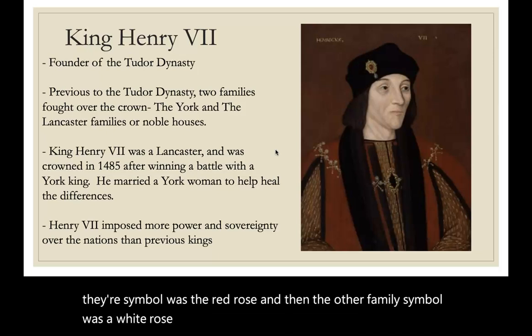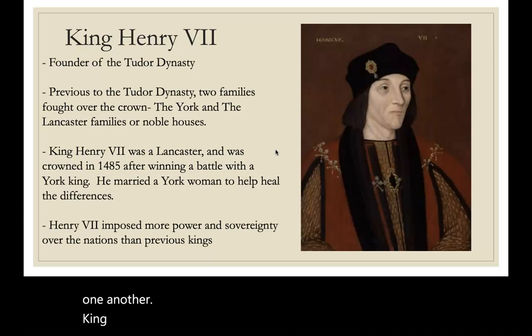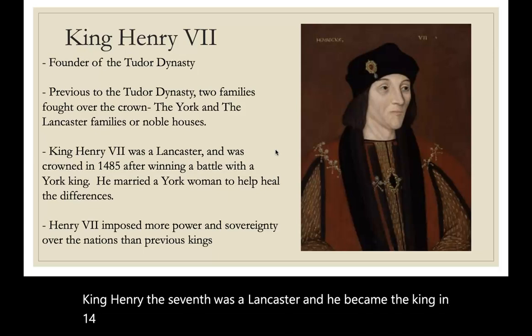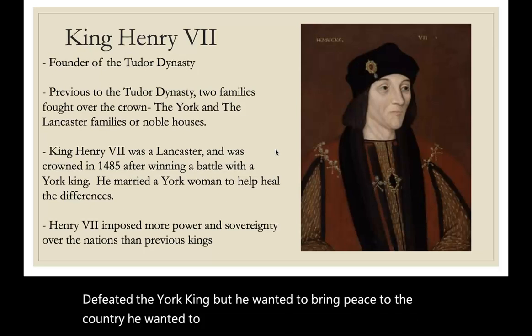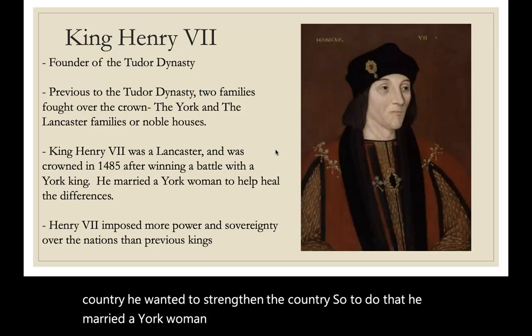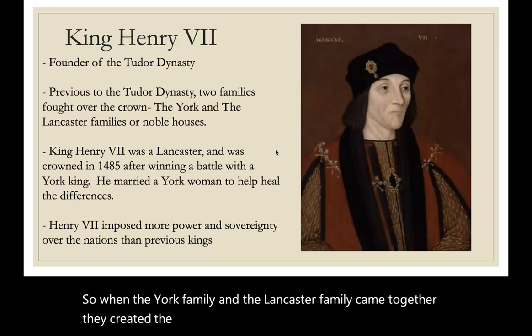That's why we called it the War of the Roses, because the York family and the Lancaster family were fighting one another. Well, King Henry VII was a Lancaster, and he became the king in 1485 after he defeated the York king. But he wanted to bring peace to the country. He wanted to strengthen the country. So to do that, he married a York woman. So he married the daughter of his enemy. So when the York family and the Lancaster family came together, they created the Tudor dynasty.